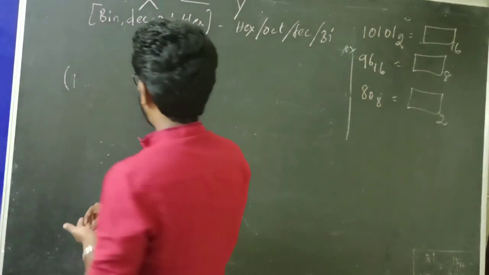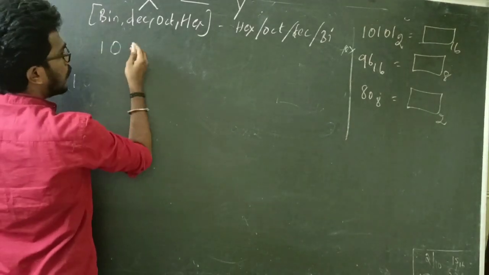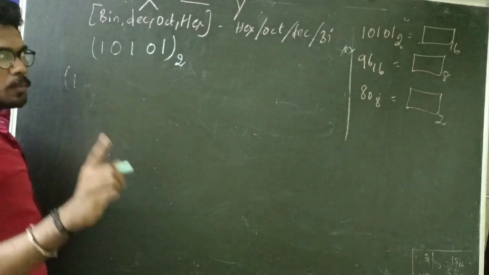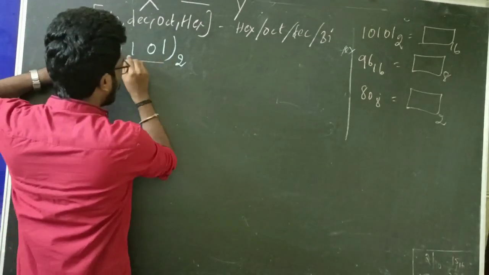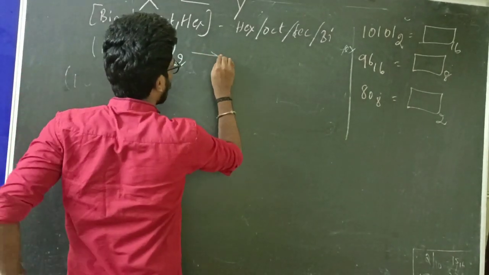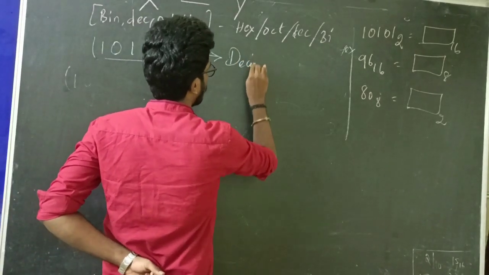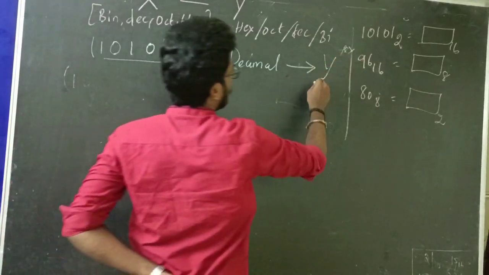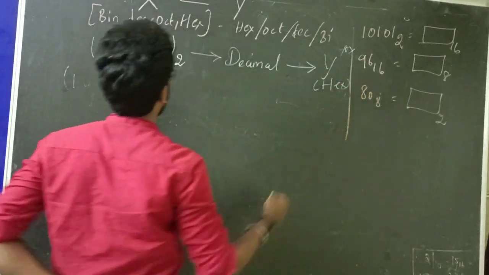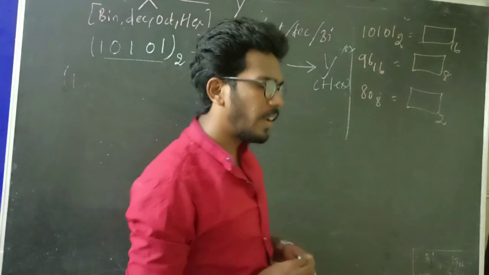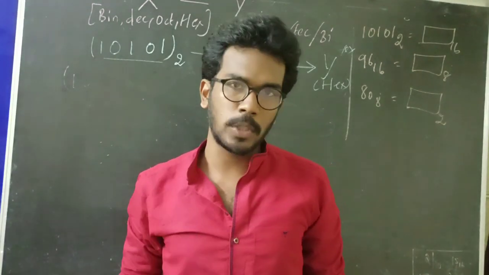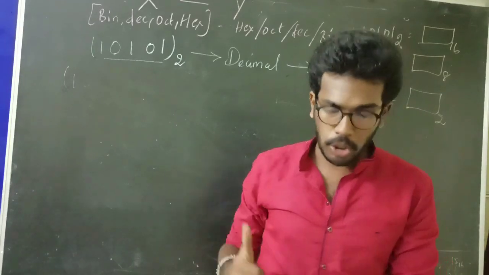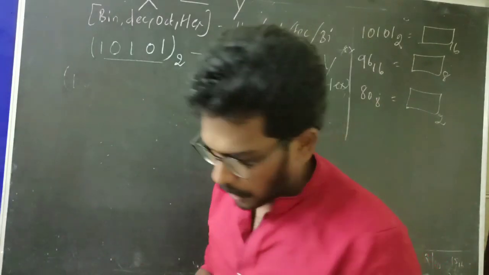For an example, let's take the first example: 10101 whose base value is 2. The first step is that the number in that format should be converted into decimal. Then you can convert it into the Y format. What is the Y format? Hexadecimal. Let's see how. To understand this perfectly, please go and watch the previous episodes. Only then will you get to know each and every logic. Here I didn't explain the shortcut for those who have already watched those videos.